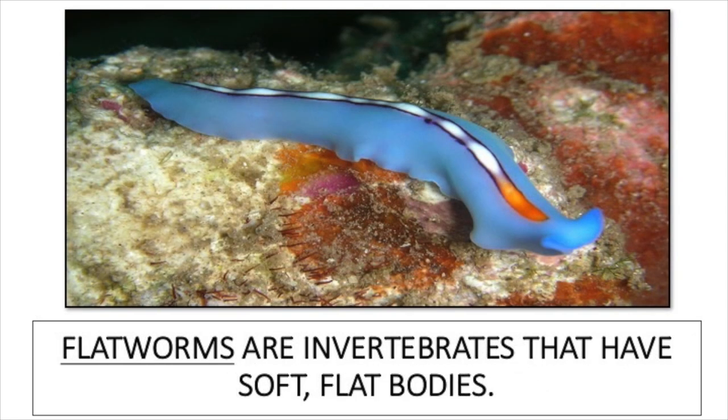Another type, flatworms are invertebrates that have soft, flat bodies. Yes, you see, it's different to the round worm. Flatworms are flat, but sometimes they have nicer colours. What colour is this worm? Blue, orange, white. So the flatworms are prettier because they have nicer colours than the round worms.